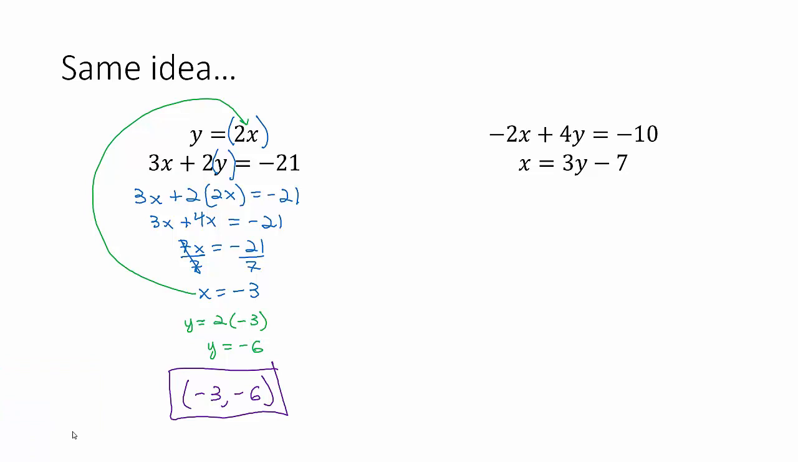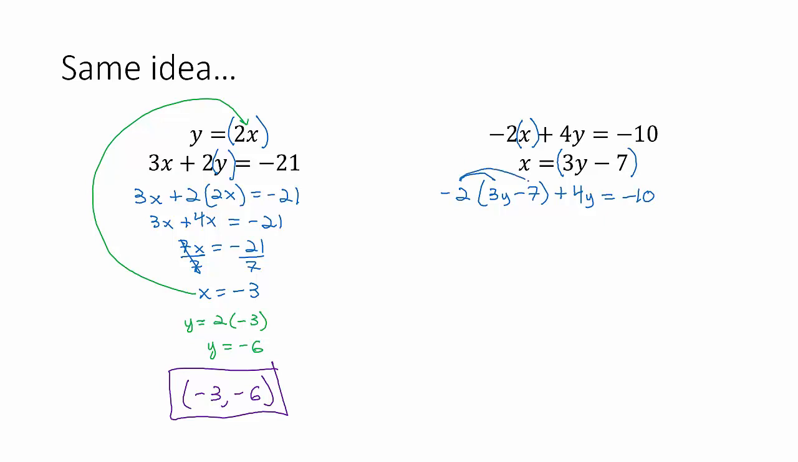And the problems can become increasingly complex, but the idea is still going to be the same. If we know what one variable equals, like in the second example, we can replace it in the other equation. Here, the second equation tells us that x is equal to 3y minus 7. So we can replace the x in the other equation with 3y minus 7. So we have negative 2 times, always in parentheses, 3y minus 7 plus 4y equals negative 10.